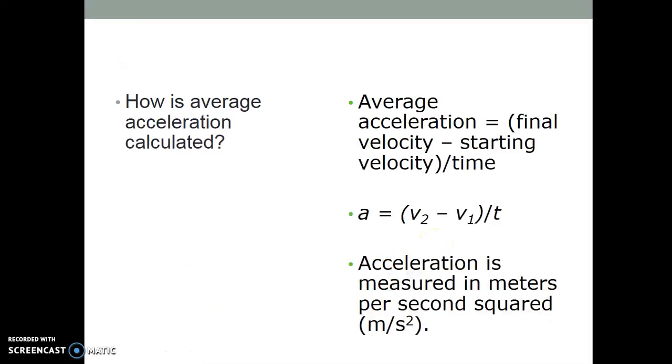So how do we calculate this? Average acceleration is calculated pretty simply. Acceleration equals final velocity minus the starting velocity, divided by time. So here's your formula. I want you guys to write down the formula in your notes. Acceleration is measured in meters per second squared. It's really important that you understand this. Speed is only meters per second, but acceleration is meters per second squared.